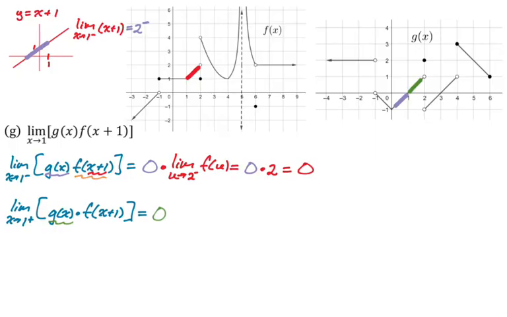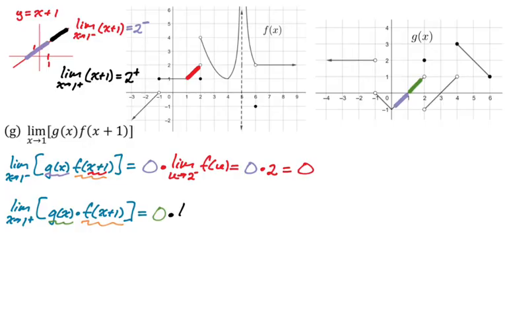Now we have to approach 1 from the right on this composition again, right? We're dealing with this. What is x plus 1 doing as x approaches 1 from the right? That's the question we need to answer. And you can see, let's do it. We're approaching 2, but from above, and above means from the right. So 2 from the right.